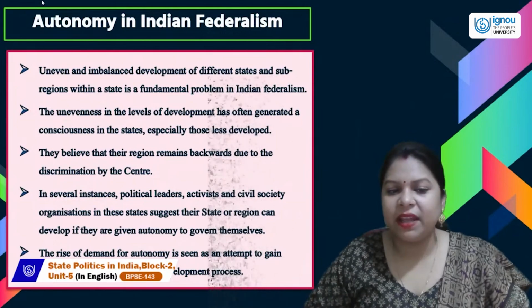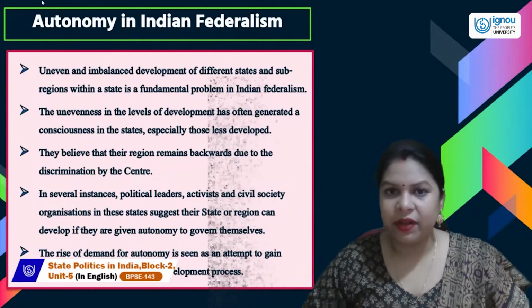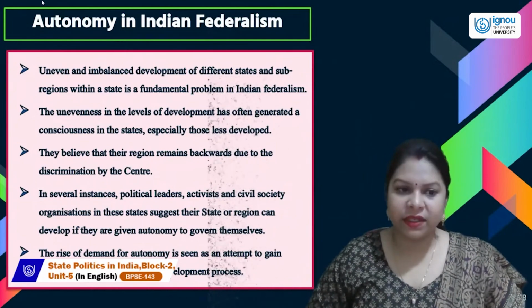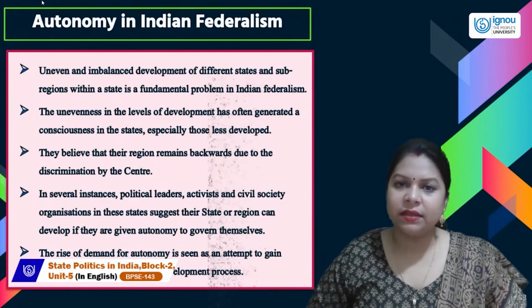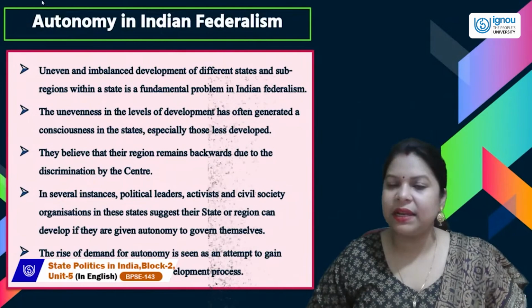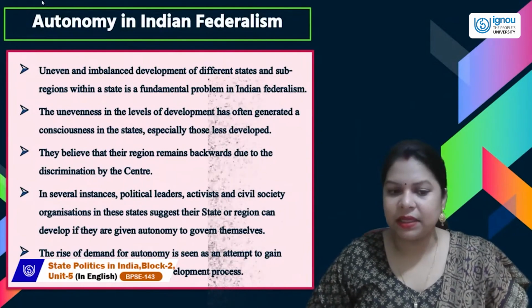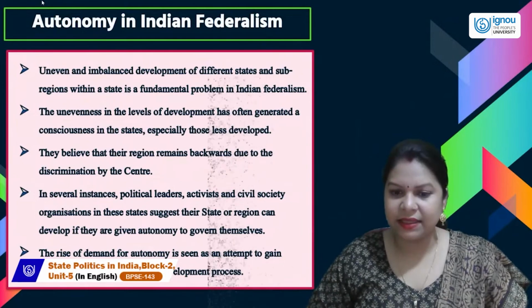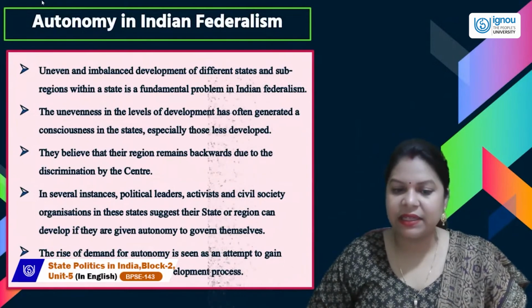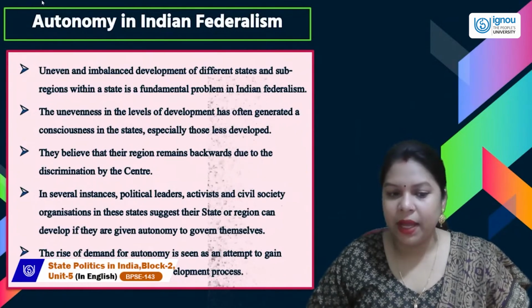So they believe that their region remains backwards due to the discrimination by the center. These less developed states believe that it is because of the center's activities, the center's discrimination towards them, that their region remains backwards and other regions are flourishing. So, in several instances, political leaders, activists, and civil society organizations in these states suggest the state or region can develop if they are given autonomy to govern themselves.